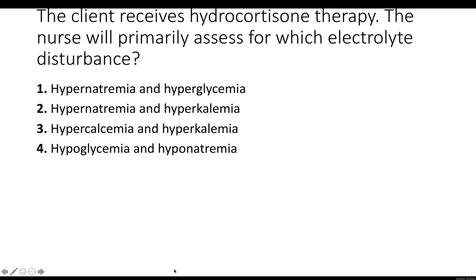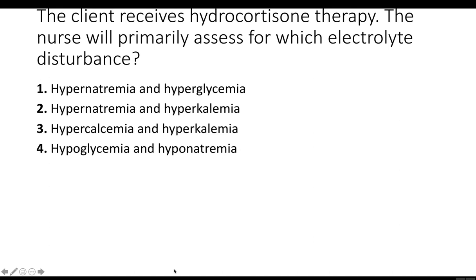Okay, so this one is 1, hypernatremia and hyperglycemia. Hypernatremia and hyperglycemia are seen due to the aldosterone effects causing sodium and fluid retention. Elevations of blood glucose due to promotion of glucogenesis.